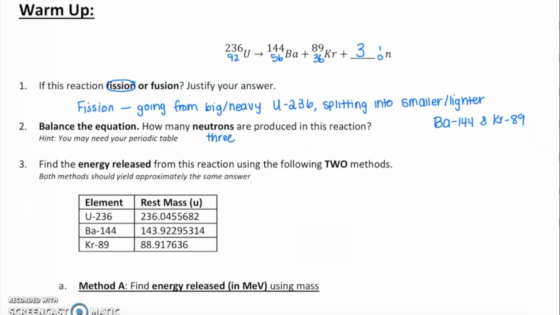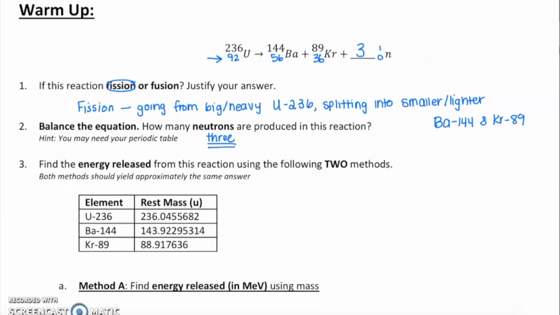Okay, so to start us off, this is a fission reaction. We are going from a big, heavy uranium-236 atom, splitting that into smaller, lighter barium-144 and krypton-89 atoms. I looked up the atomic numbers, these bottom numbers, number of protons, in the periodic table. And using the conservation of charge and conservation of mass, I was able to balance this equation, finding that I have 3 neutrons being produced.